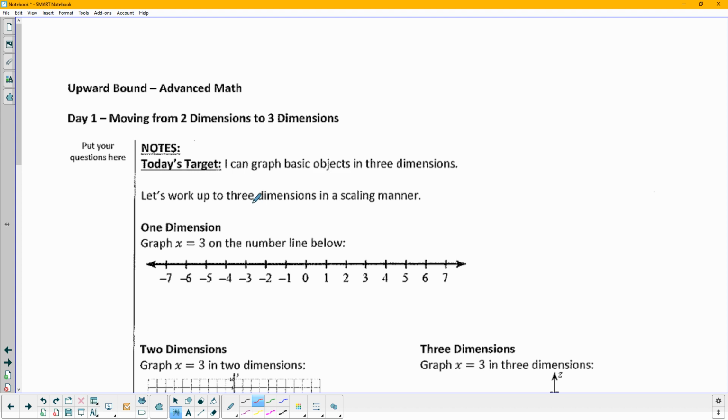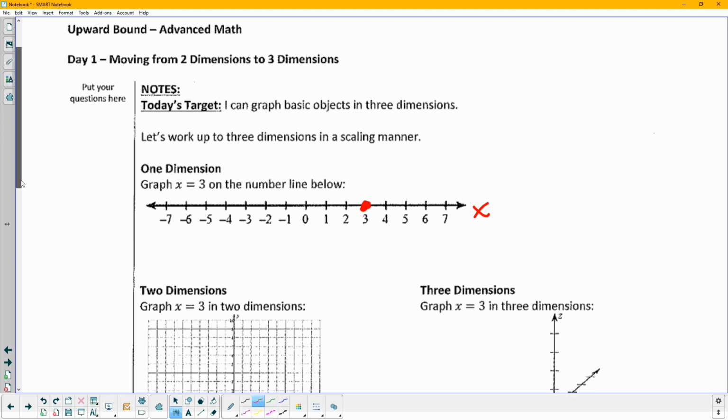So today we're going to talk about moving from 2 dimensions to 3 dimensions, and we're actually going to talk about it more specific than that. We're going to look at moving from 1 dimension all the way to 3 dimensions. So the way we look at this is I want to first graph x equals 3 on the number line. Well, if this number line is x, 3 is right here, x equals 3 on a number line would just be a point. It would just be a dot. I have 1 dimension, so I have one coordinate to input.